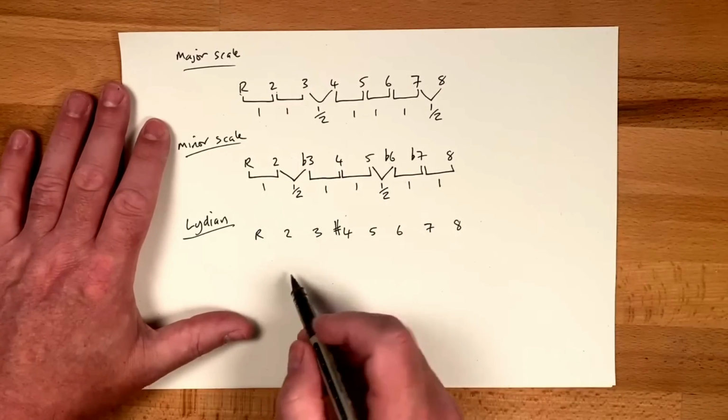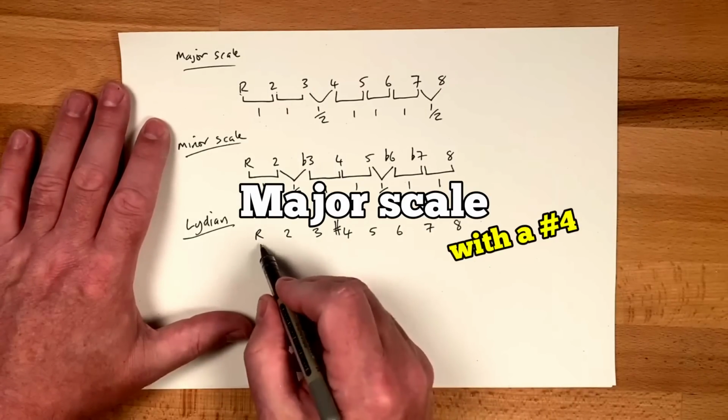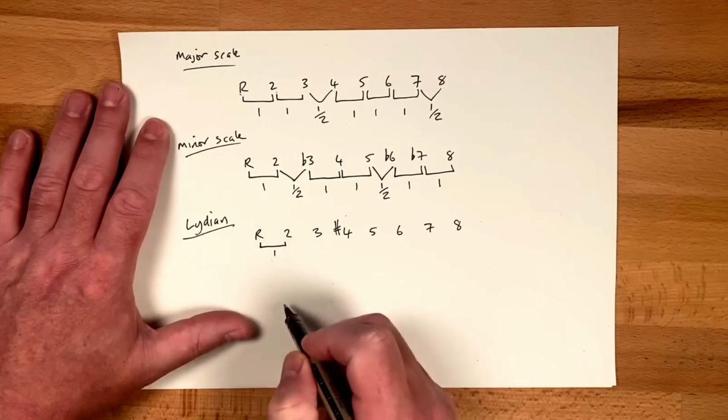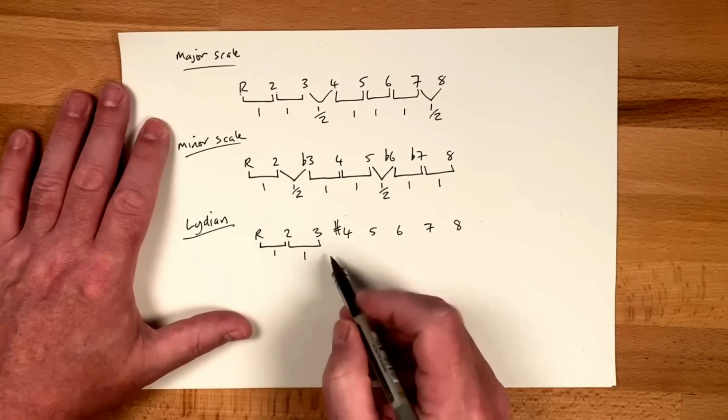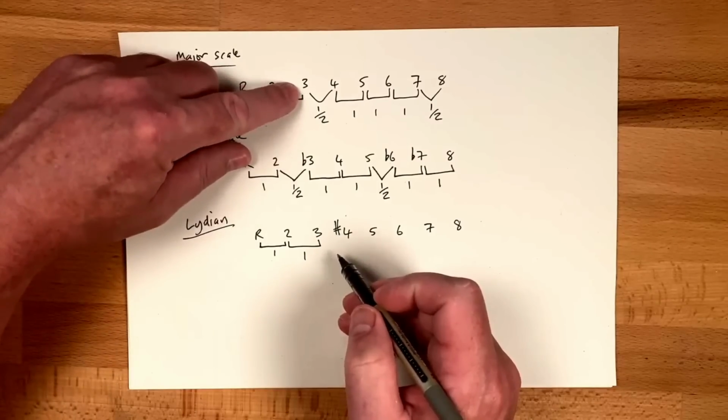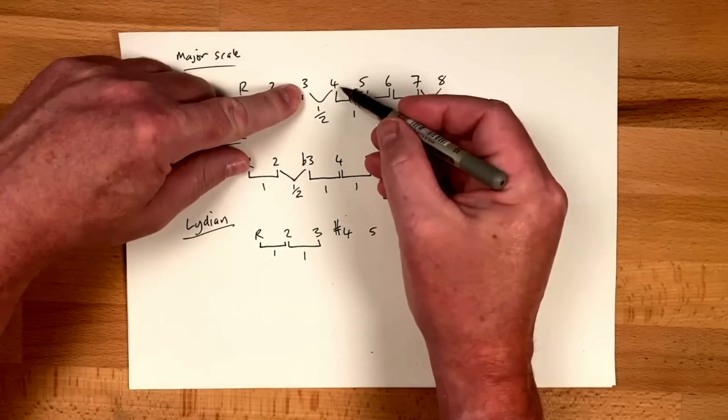Just think of Lydian as being a major scale with a sharp 4. So we know we're going to get a whole step there. We know we're going to get a whole step there. Now here's where it gets tricky. We've got a third and we've got a fourth here.